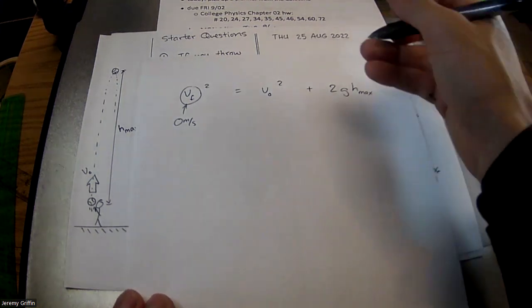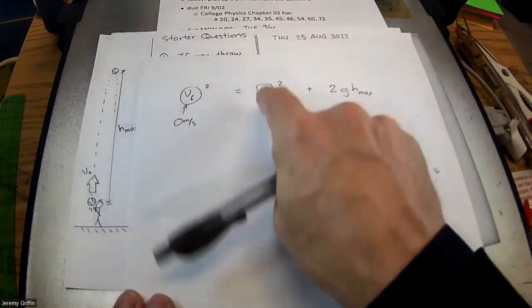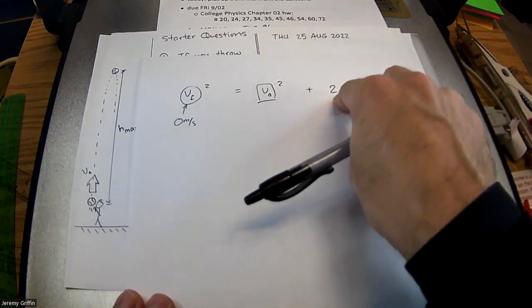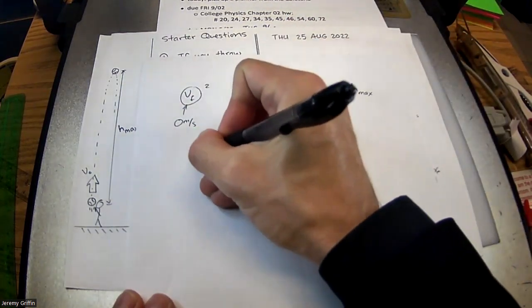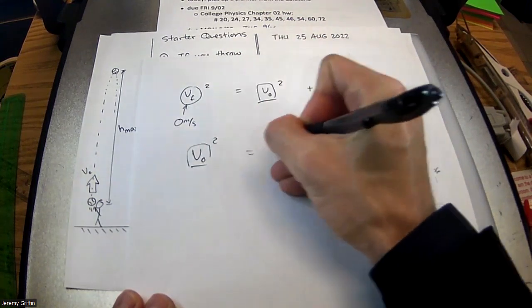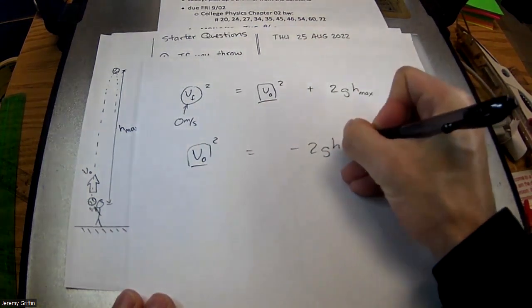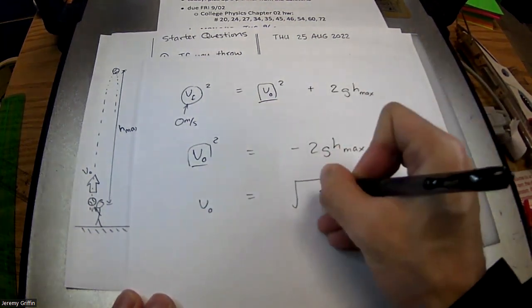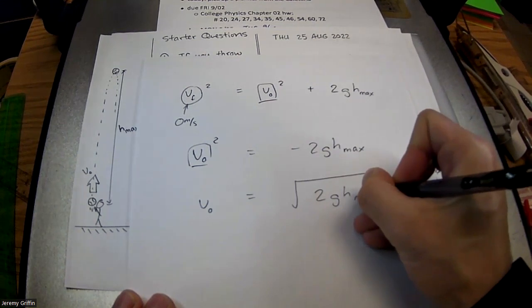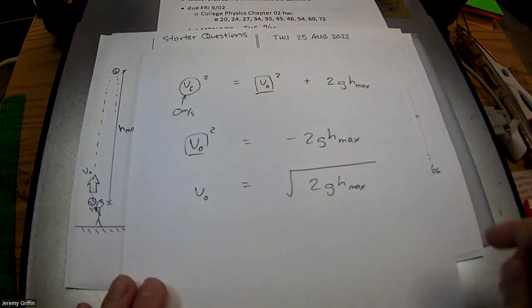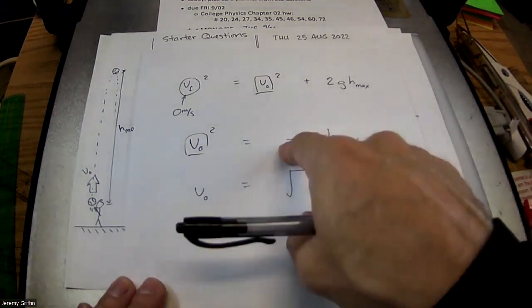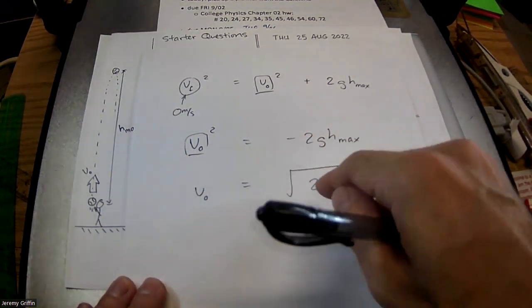But this time we're solving for the throwing speed. So when you take the 2gh and subtract that over, the throwing speed squared equals negative 2gh max. Throwing speed is the square root of that. So you say, okay, that guy threw up so many meters, and multiply by gravity. Oh, oops, I forgot my negative sign.